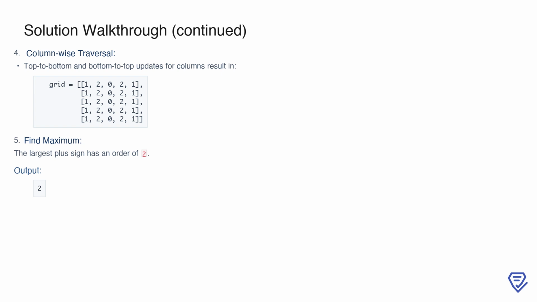At this stage, the grid clearly shows the maximum possible arm lengths for a plus sign at each position. By finding the largest value in this grid, we determine that the largest plus sign has an order of 2.